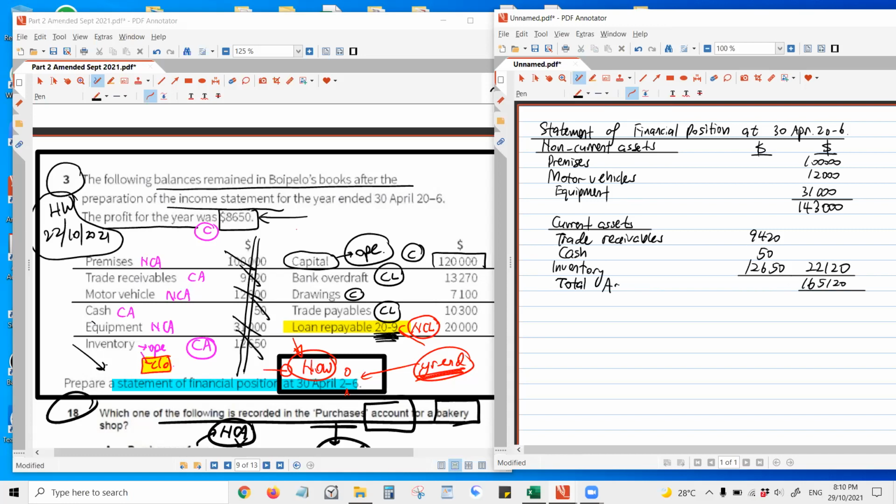So write total assets. Okay, done with the asset section. We now continue on to the capital section. Do you need to leave a blank row? No, you don't have to. It's not necessary to leave a blank row here.